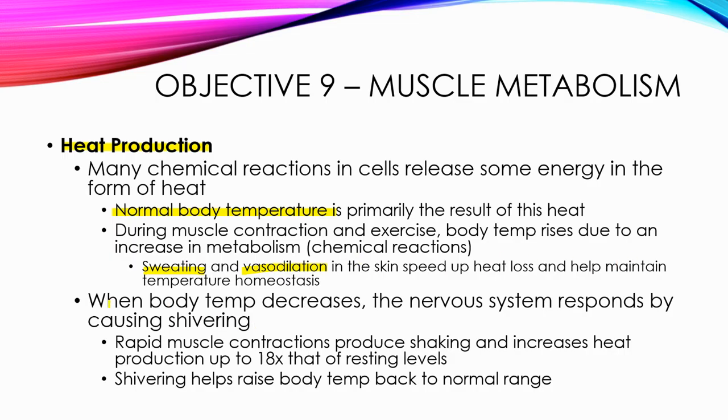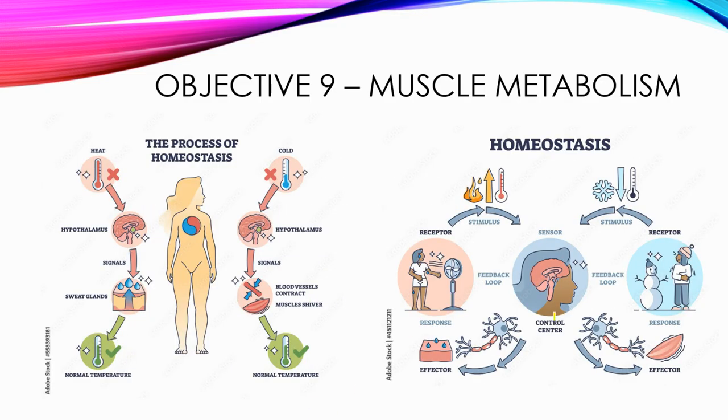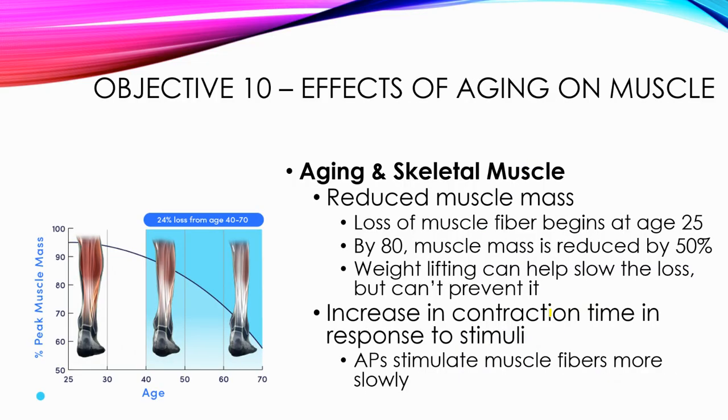We also see this when our bodies get cold. Our nervous system will tell us to shiver. And shivering is just rapid muscle contractions. So once again, we have heat being produced because metabolism is happening. Those chemical reactions are happening. And so the contractions in those muscles is going to increase heat production, and that's going to help bring our body temperature back up. So through muscle metabolism, we generate lots of heat to help not only maintain body temperature, but also help us maintain our temperature feedback and homeostasis.